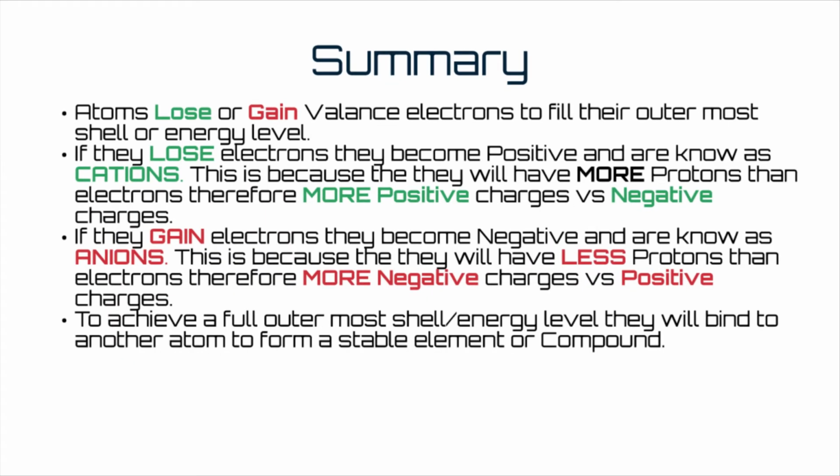So, in summary, atoms lose or gain valence electrons to fill their outermost shell or energy level. If they lose electrons, because they have lost negative charges, they become positive and are known as cations. This is because they will have more protons than electrons, therefore more positive charges versus negative. The opposite happens with anions, as they gain electrons and therefore gain more negative charges. To achieve a full outer shell, they will bind to another atom to form a stable element or compound.